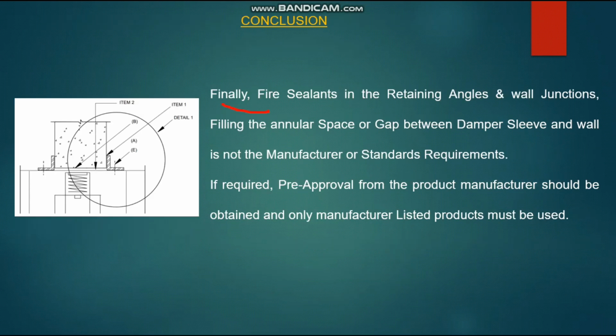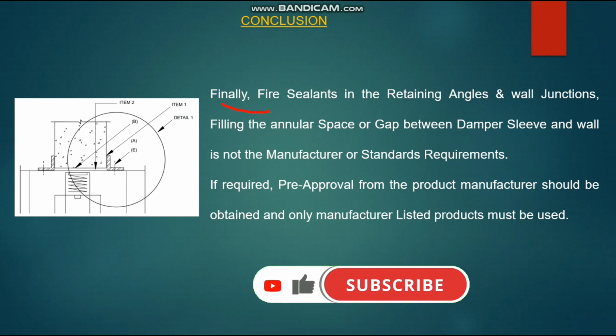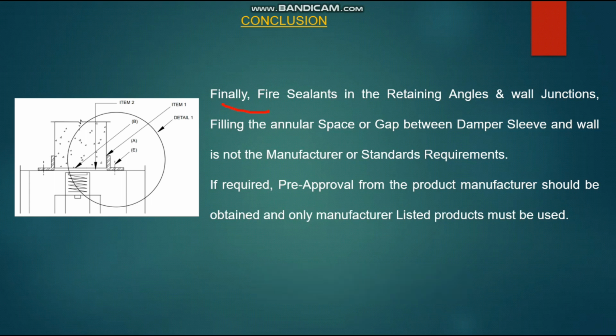So finally, fire sealant at the retaining angle and wall junction and filling the annular space or gap between the damper sleeve and wall is not a manufacturer or standard requirement. If required by the local authorities or local specification, pre-approval from the product manufacturer must be obtained, and only manufacturer-listed products must be used.